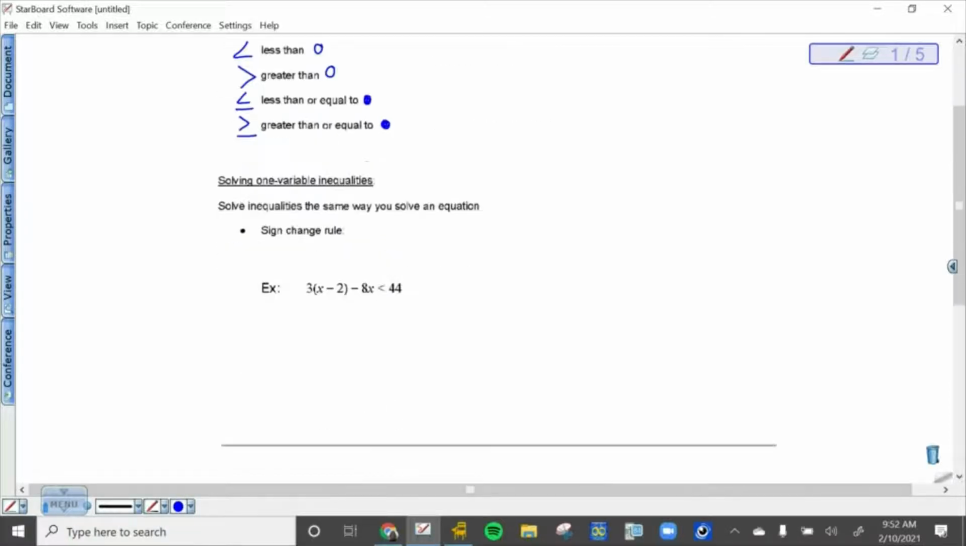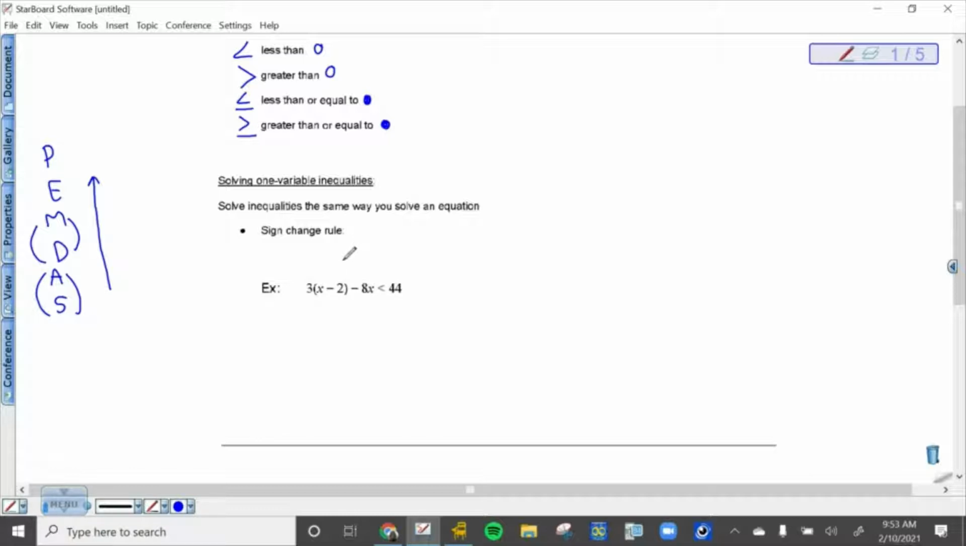Okay. So when we're solving inequalities in one variable, we're basically doing the exact same thing as when we're solving an equation. We want to isolate our variable, get it all by itself. We want to work backwards through order of operations. The only thing that's different is something we call the sign change rule.